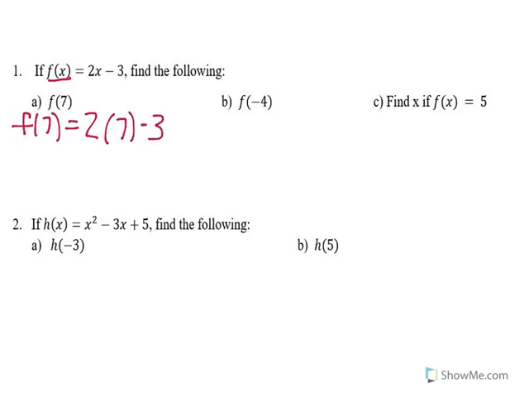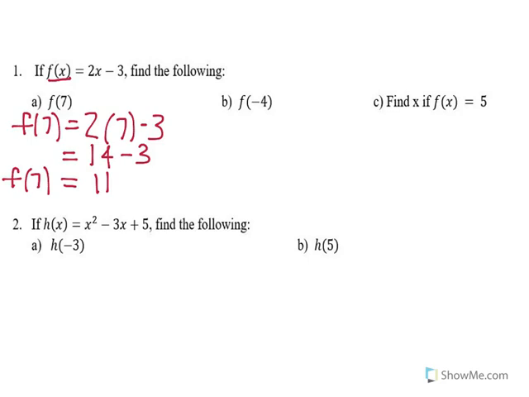So that 7 is going to take the place of the x that's with the 2. And we're just going to evaluate this. So we're going to do 2 times 7, which is 14, and then minus 3. 14 minus 3 is 11. So f of 7 equals 11. What this means is that we plugged 7 into the equation f and we got out 11.